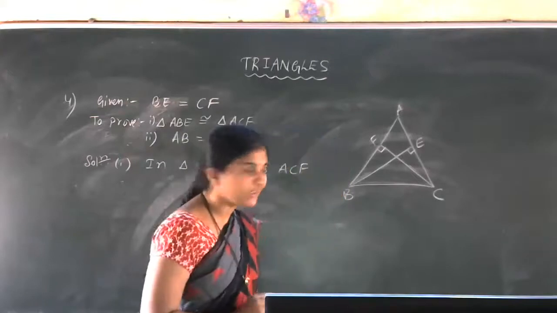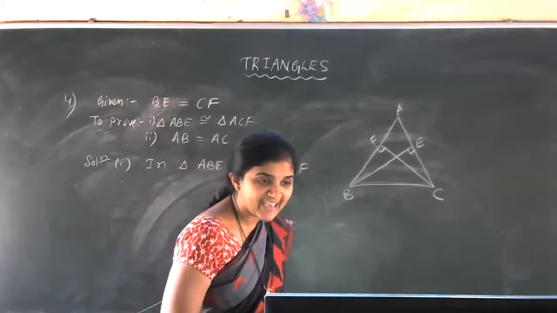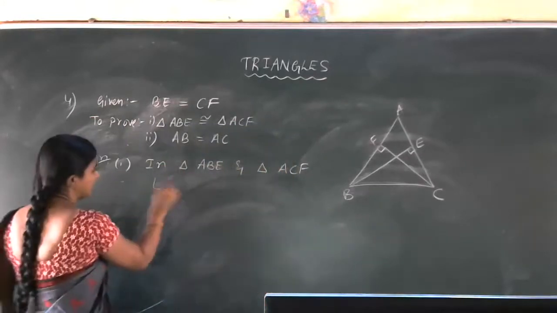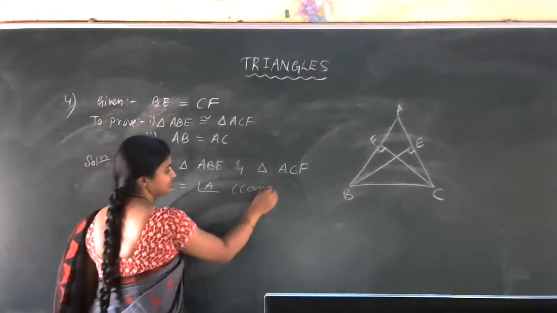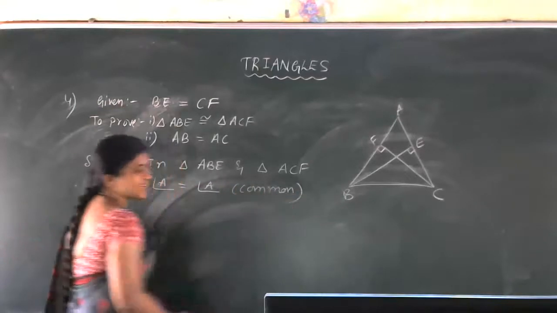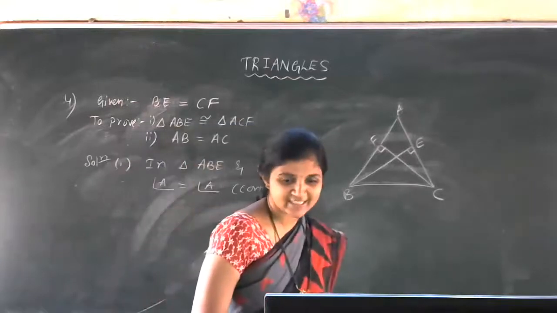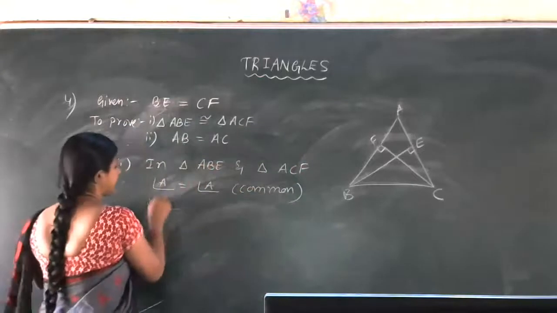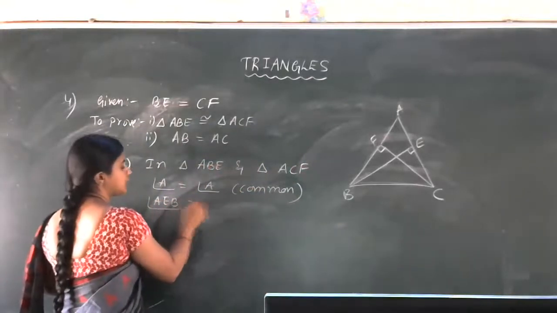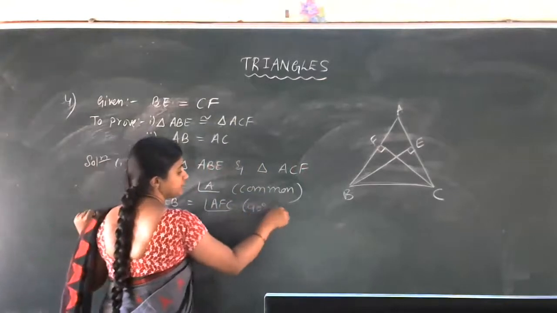What you are observing? We cannot take AB is equal to AC now. Yes, angle A is equal to angle A, common. Which is the next data? Right angle. Angle AEB is equal to angle AFC, 90 degrees, given.